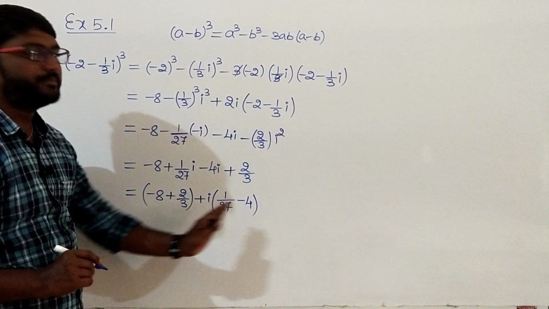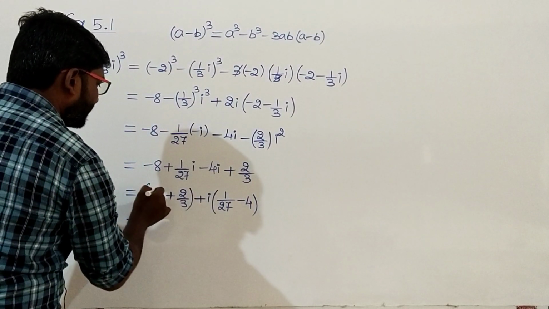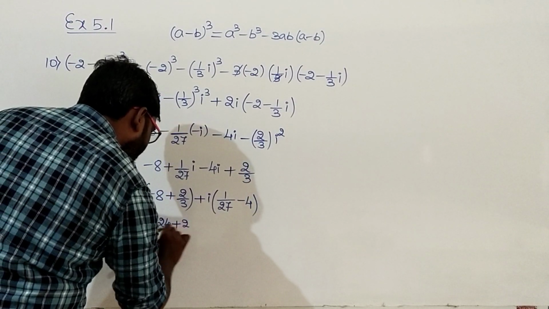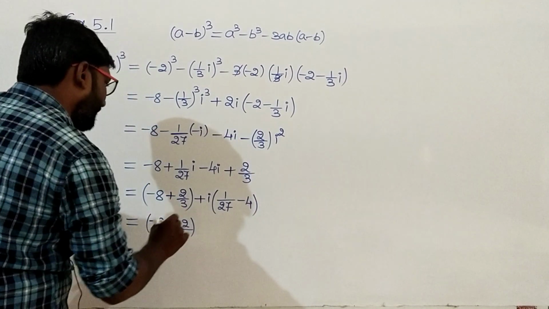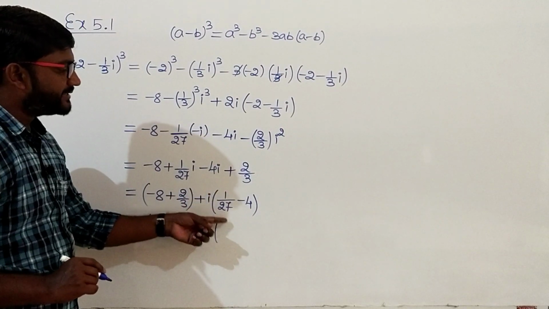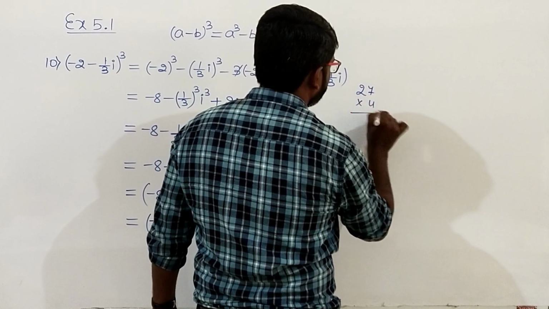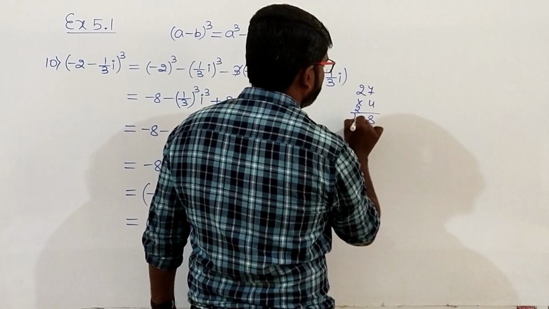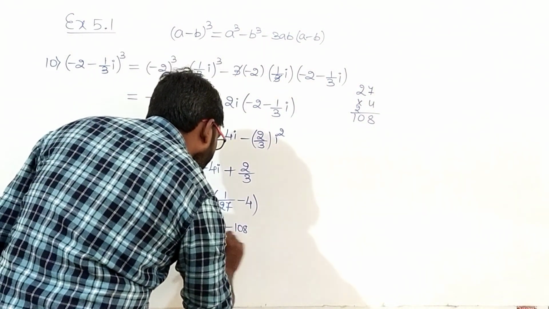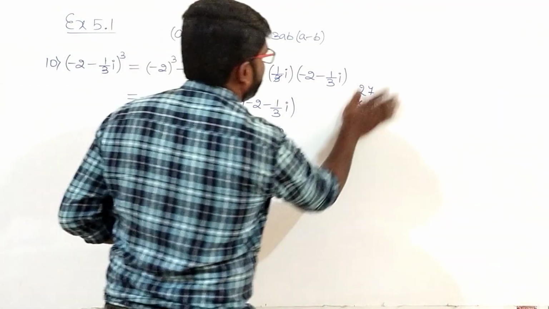So we have to simplify further. So let us take up the LCM now. 3 into 8 is 24 now. Minus 24 plus 2 divided by 3. Then plus i into, so it is 27 into 4. 27 into 4 how much is it? So it is 108. So we get 1 minus 108 divided by 27. Then simplify both the terms.